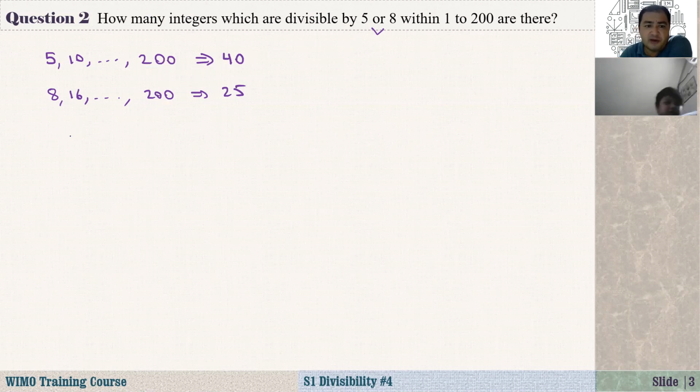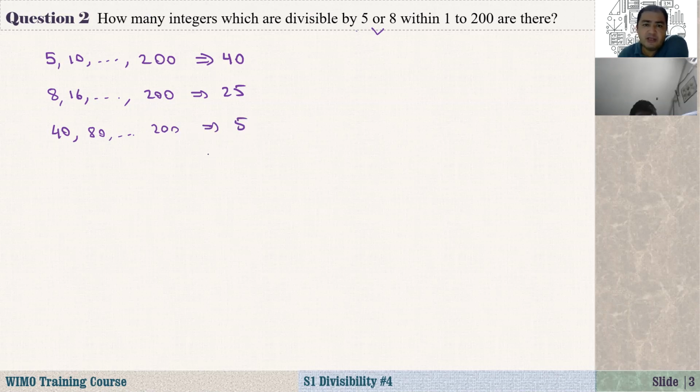So now I need to find the numbers which are divisible by 5 and 8 together. What numbers are divisible by 5 and 8 together? Those numbers are multiples of 40, right? Because for 5 and 8, the least common multiple is 40. So we have 40, 80, and so on, up to 200. How many? 200 is 5 times 40, so here we have 5.